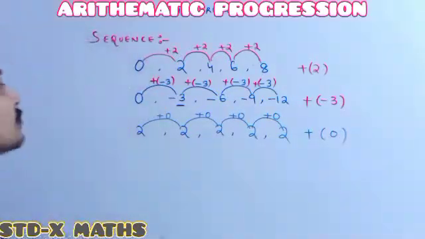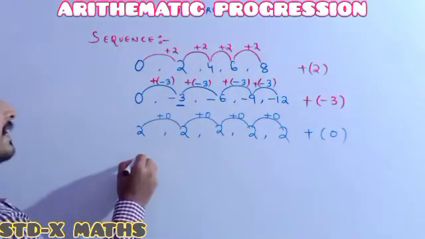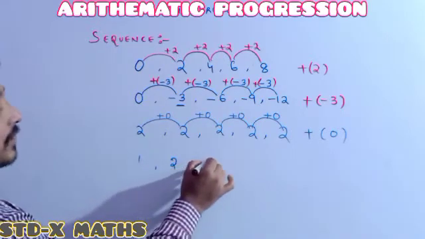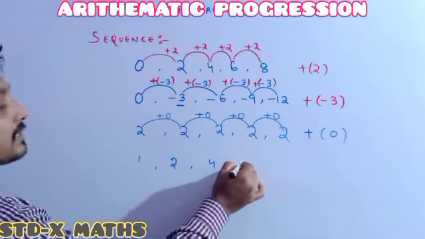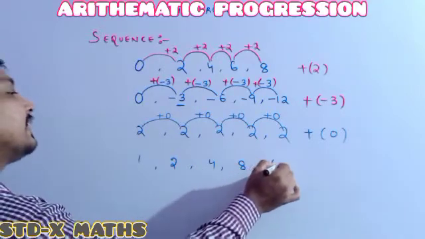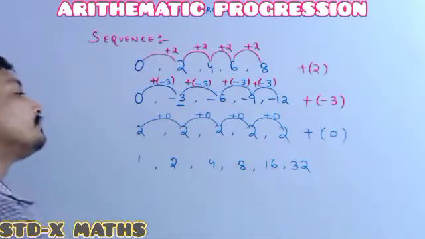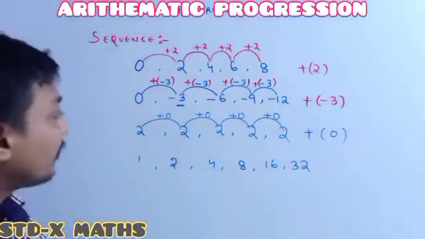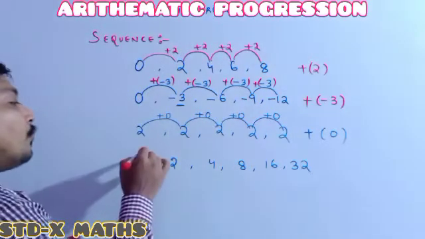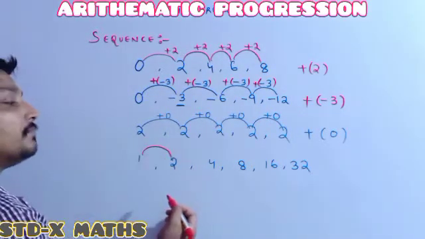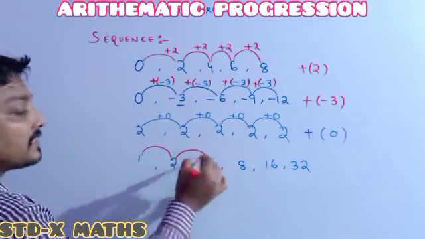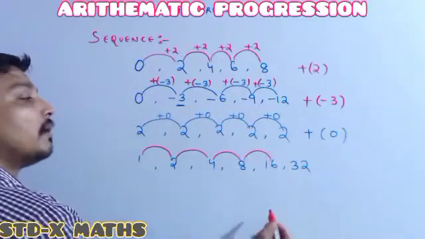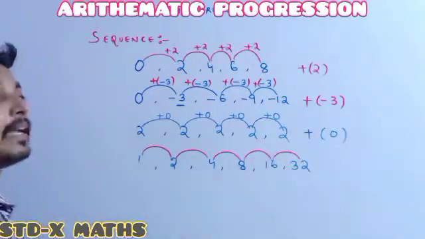Another sequence example I am showing. See, one number is 1 suppose. Next number is 2, next number is 4, next is 8, next is 16, next is 32. From this sequence, I am showing you one thing. See, 1 to 2, 1 becomes double. 2 to 4 means double. 4 to 8 means double. 8 to 16 means double. 16 to 32 also means double.